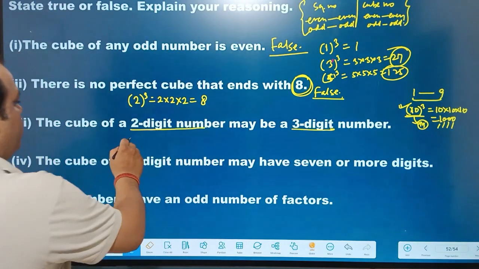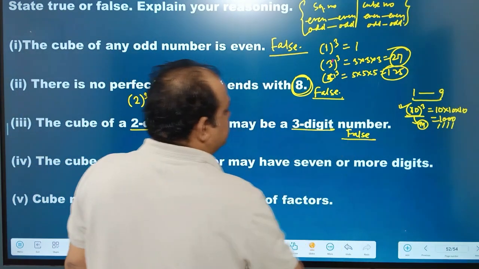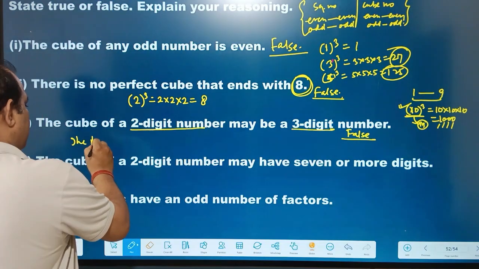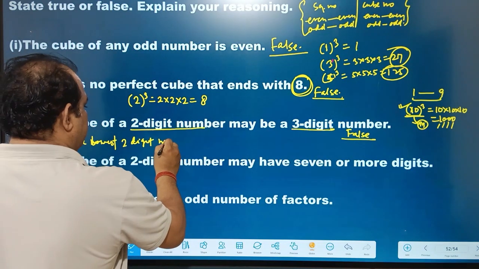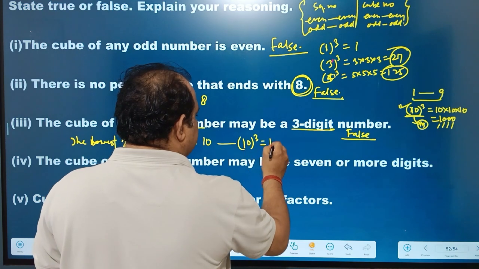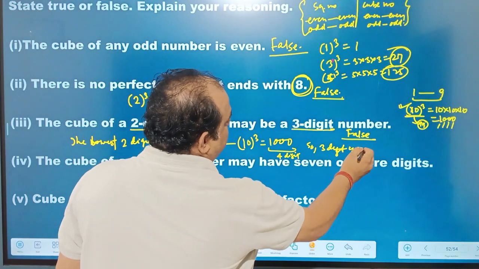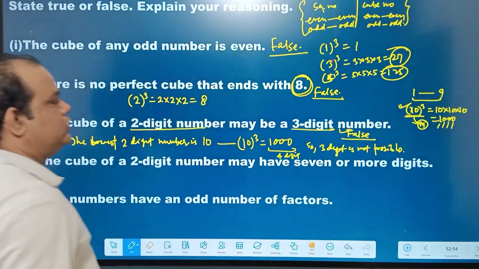So the cube of a 2 digit number may be a 3 digit number. This is again false. You can write the lowest 2 digit number is 10 and 10 का क्यूब is 1000, 4 digit. So 3 digit is not possible. इसलिए क्या हो गया? False हो गया, ठीक है.